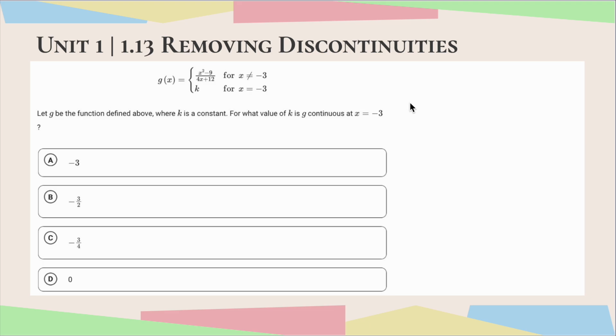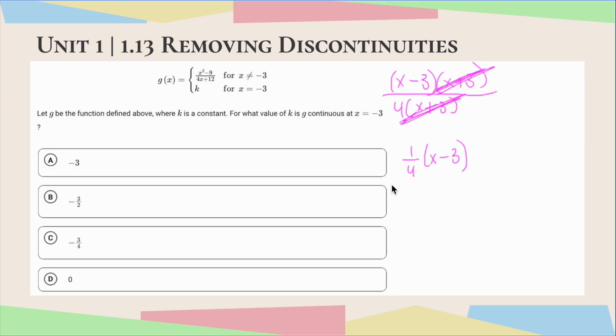So first thing I have to do is factor it. My numerator is a difference of squares. That factors down into x minus 3, x plus 3. And then in my denominator, I'm going to take out my greatest common factor of 4, and I'm left with x plus 3. So these are going to cancel out, which again is going to create a hole in my graph. So basically what I would have here is 1/4 times x minus 3. I'll show you why I'm doing this. I'm just going to distribute the 1/4 in. I get 1/4 x minus 3/4. So this is just the equation of a straight line that's going to have a hole at x equals -3.